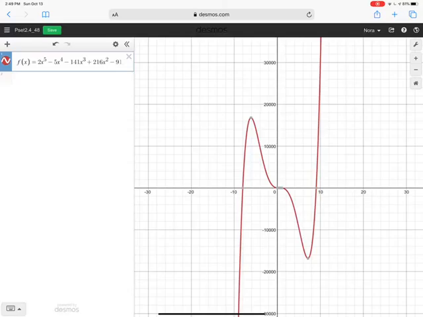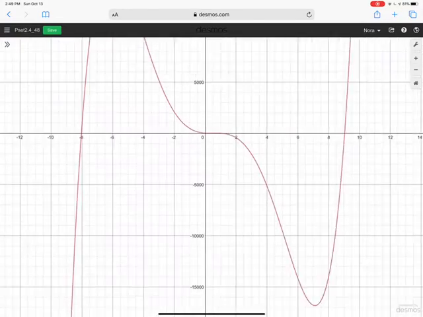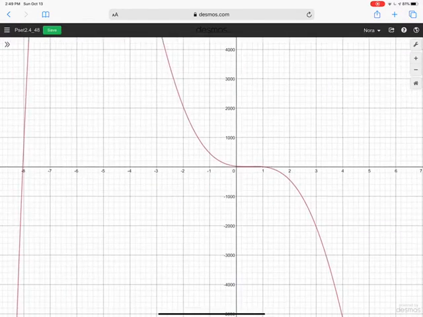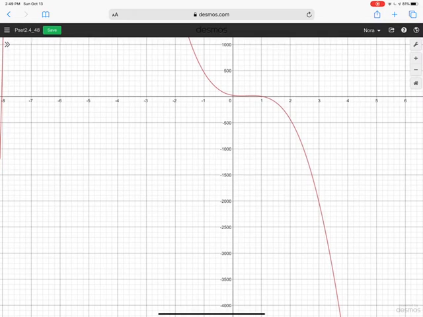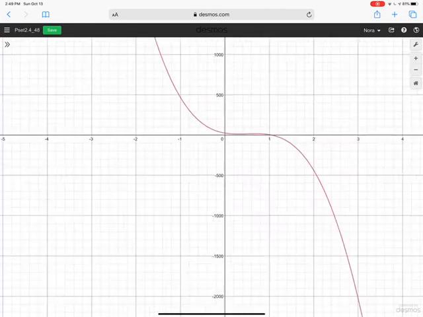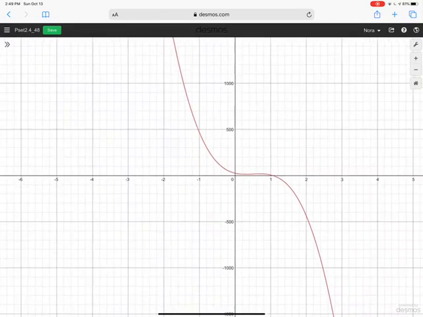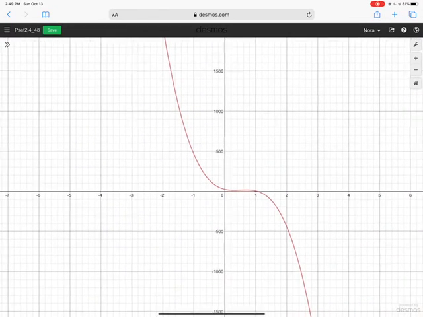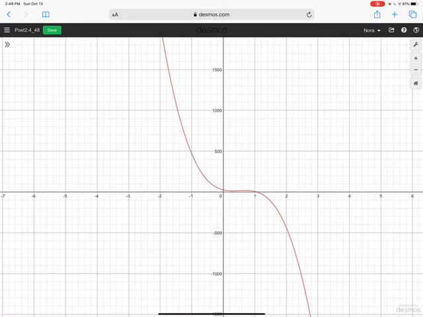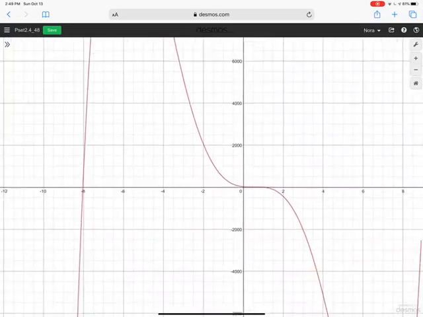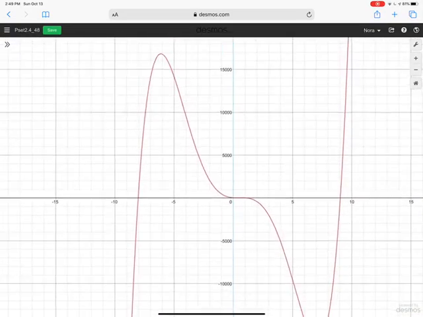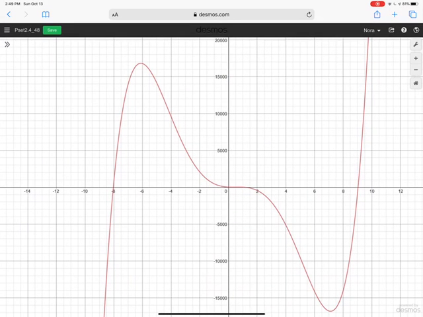So I'm going to show you the viewing window that we were originally given. So that's about the viewing window that you were originally given. That doesn't show everything that's going on, but zooming out reveals the additional zeros.